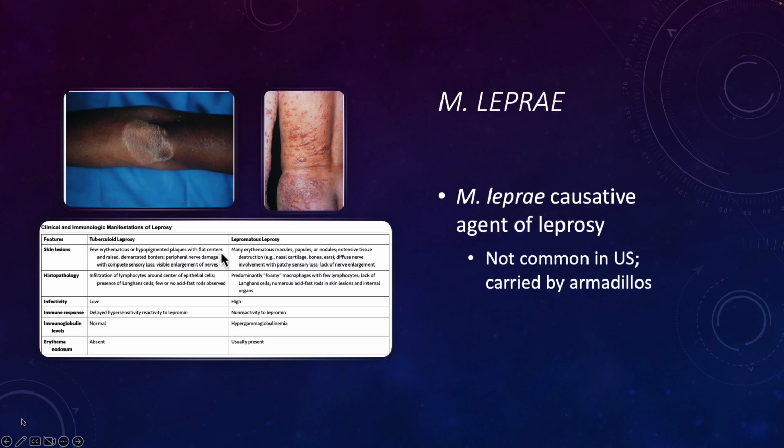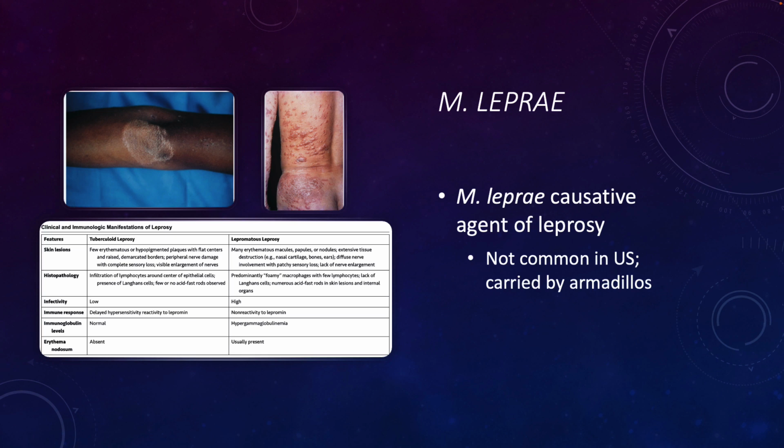When we think of like what leprosy is, we're often thinking more of the leprodermatous leprosy, where you end up with extensive tissue destruction. So the bones of the fingers, the cartilage of the nose and ears. There's going to be a lot of sensory loss, and you're going to have macrophages that have a lot of vacuolation because of the bacterium. And you're also going to be able to detect the bacterium in the skin lesions and in the internal organs. And this one is highly transmissible through touch.